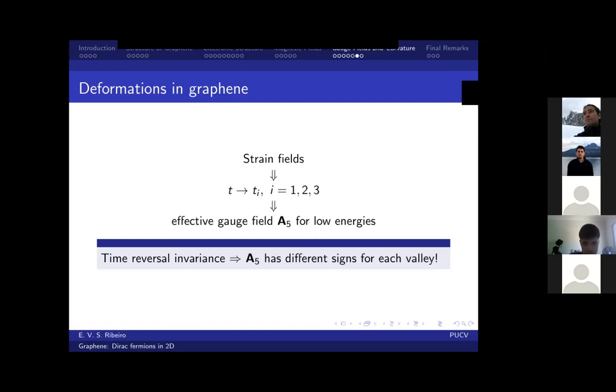But this effective gauge field has a very interesting feature. Because of the time reversal invariance, these gauge fields will have different signs for each valley. So what happens? If you have a real magnetic field, it will break the time reversal symmetry. So, okay, you don't have the symmetry anymore in the system. But these effective gauge fields don't break the time reversal symmetry. And in fact, what happens is that they have different signs for each valley.